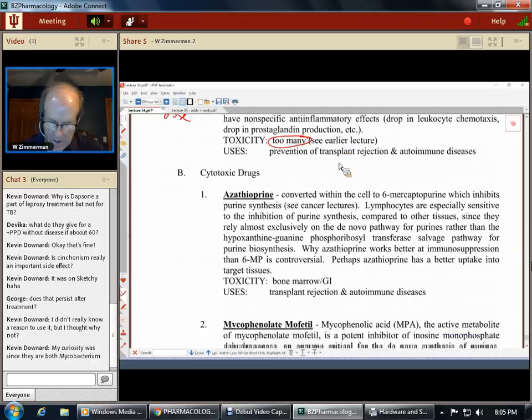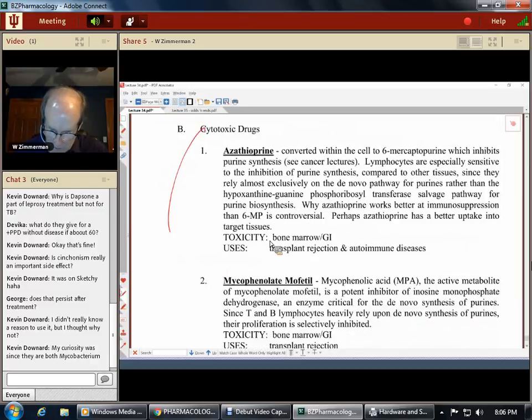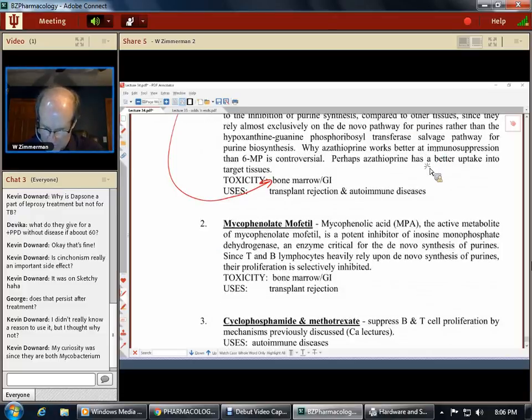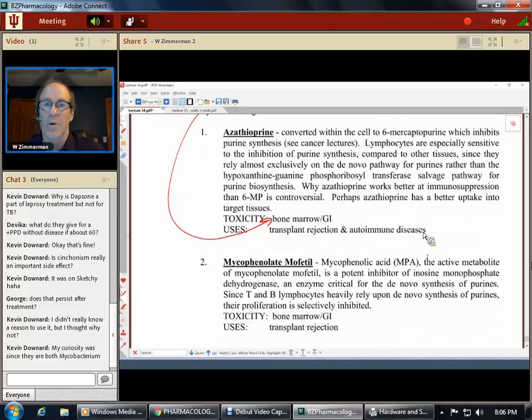But then we get back into the cytotoxic drugs that are also going to have an effect on bone marrow. And right away, that's what we see. The mycophenolate, certainly with the cyclophosphamide and methotrexate, you're going to see the bone marrow get hit.